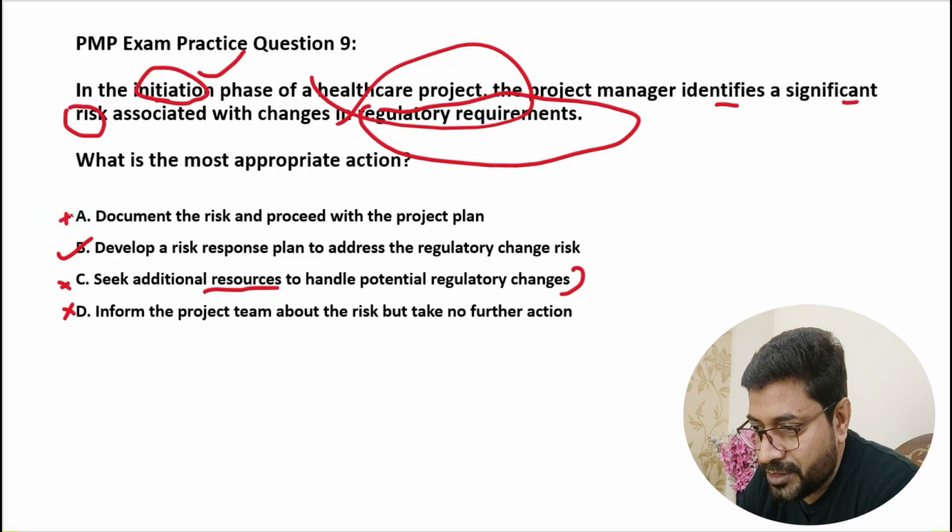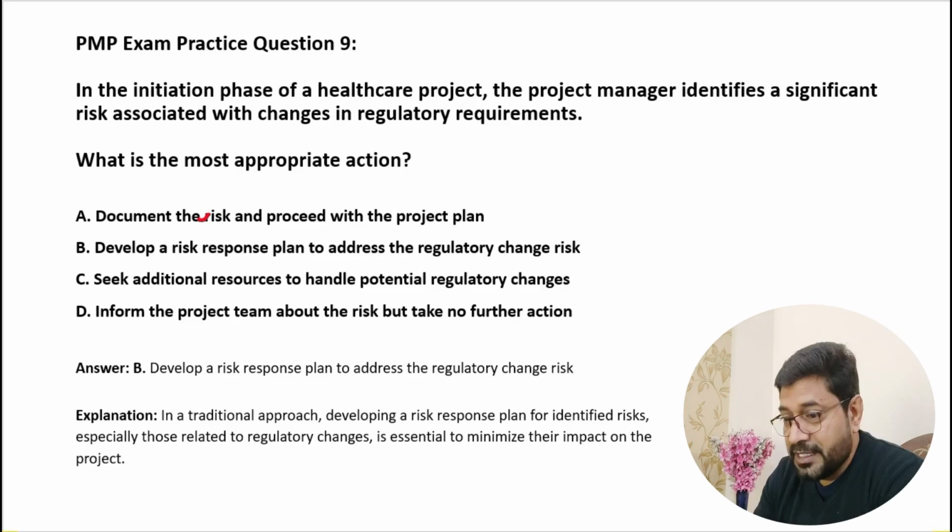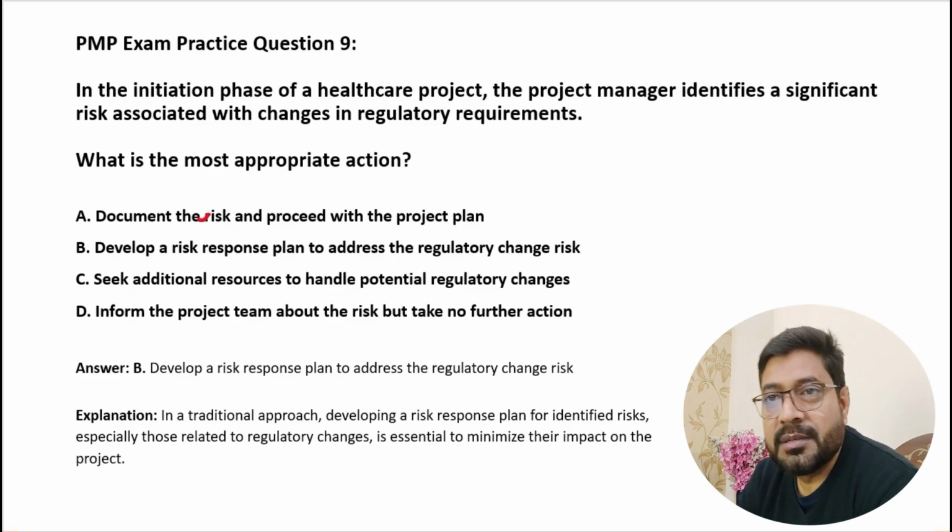A is again not the right option. B seems to be a very good option to go with. Develop a risk response plan to address the regulatory change risk. Let's look at the answer. Very good. So that's the right answer. In a traditional approach, developing a risk response plan to identify risk, especially those related to regulatory changes, is essential to minimize their impact on the project.